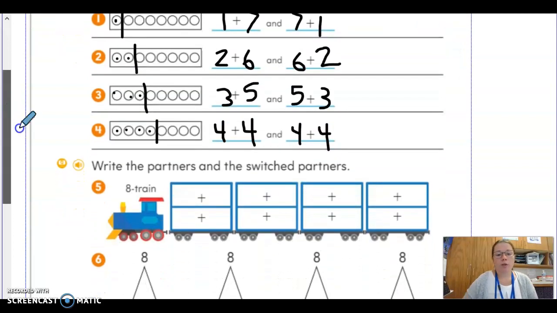All right, similar to what we worked on yesterday, this is the 8 train. We're going to write the partners and switch the partners. So we're going to take these numbers here and plug them in to the 8 train. So I'm just going to do one of them, and then you can complete the rest on your own. 1 and 7, and then 7 and 1. And those are switched partners. You can see that they're in reverse order. Okay, and then you would put in here 2 and 6, 6 and 2, and so on.